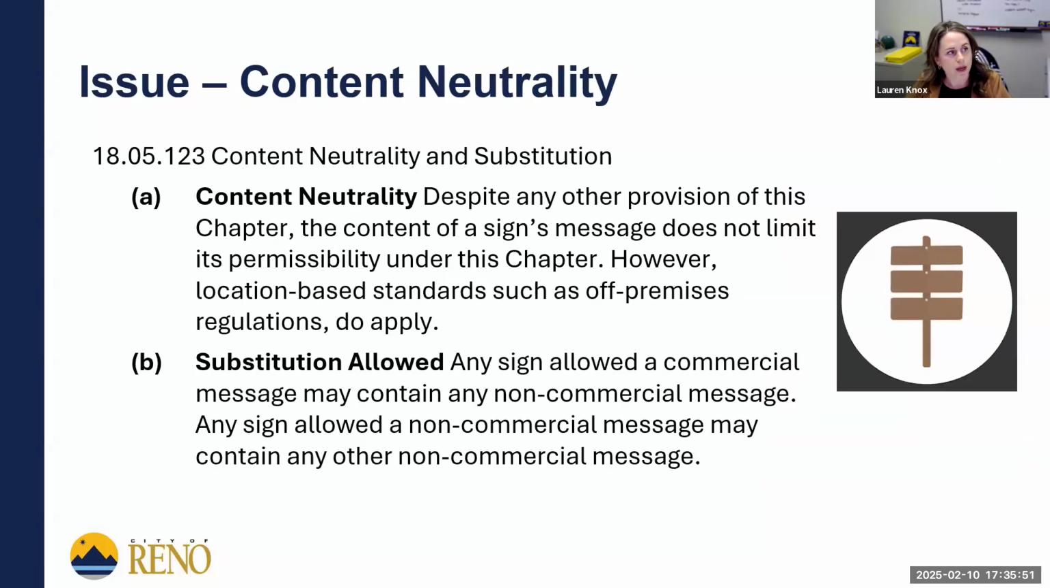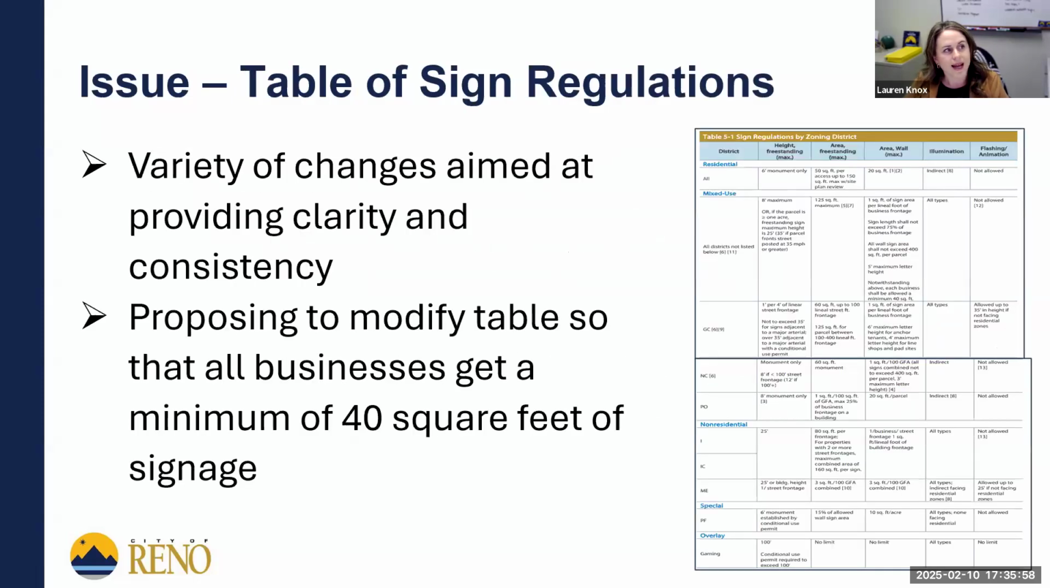Again, I touched on this already, but we wanted to ensure we had a statement about content neutrality. And I also touched on this table of sign regulations. You can see pieces of the table here. This is not anything you need to dig into necessarily. I just wanted to show that it's basically a table that has all of our zoning districts and all of the sign related regulations with those districts. So this is things like the height of a freestanding sign, the area of that freestanding sign or a wall sign. Are they allowed? Is illumination allowed?